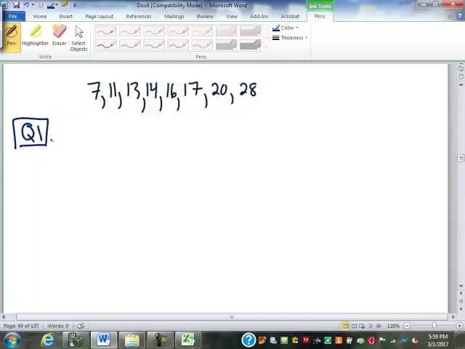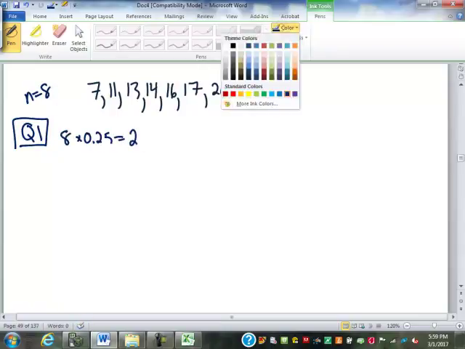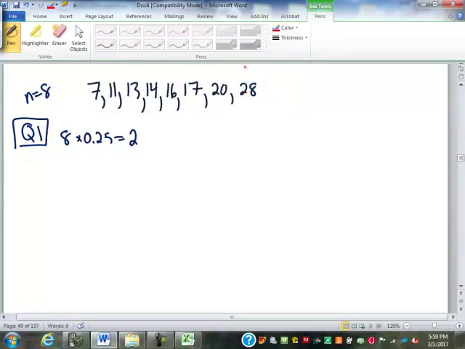To find quartile 1, or the first quartile, n equals 8 here. So 8 times 0.25 is 2, which is telling me that it is between the second and third. Between 11 and 13 is 12.